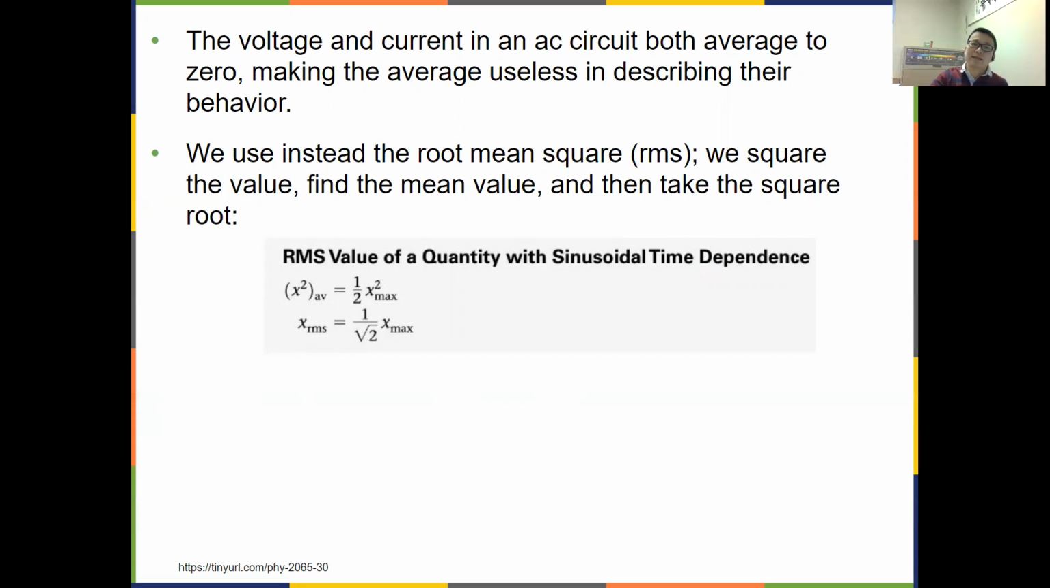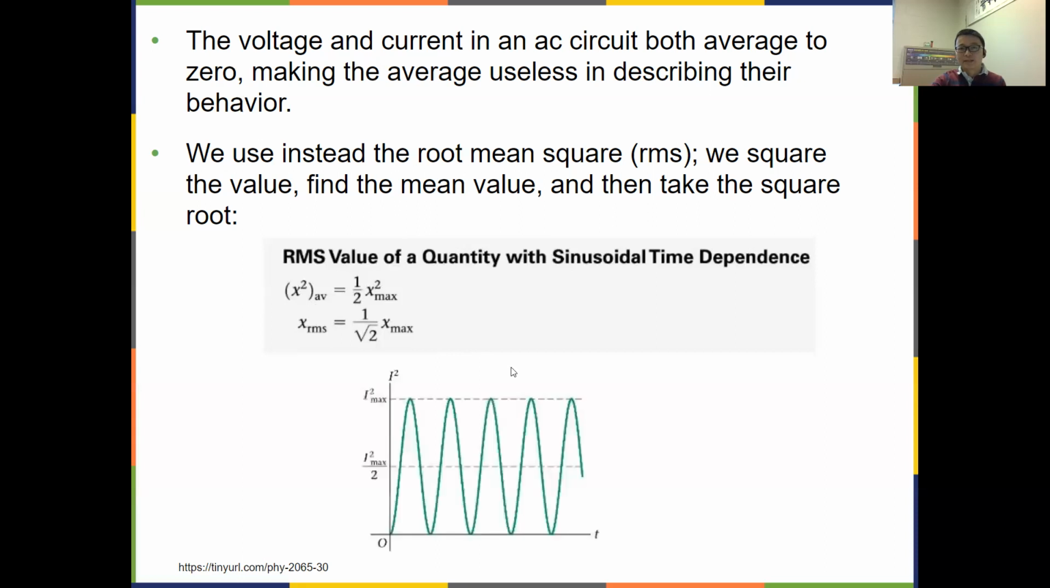Okay. Instead, the root mean square voltage and current are used to describe the average power, as we'll see later. The root mean square quantity is defined as follows: you square the quantity, take the average of that, which is equal to 1/2 the maximum squared, and then you take the square root of that. So it's just the square root of the average of the quantity squared, okay?